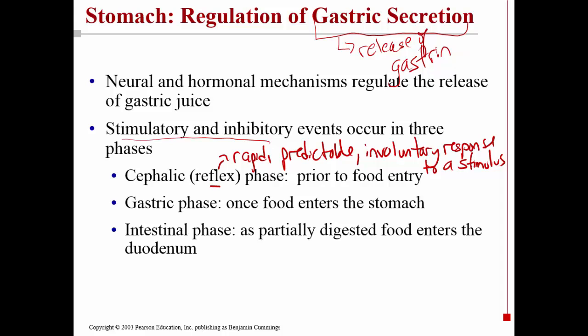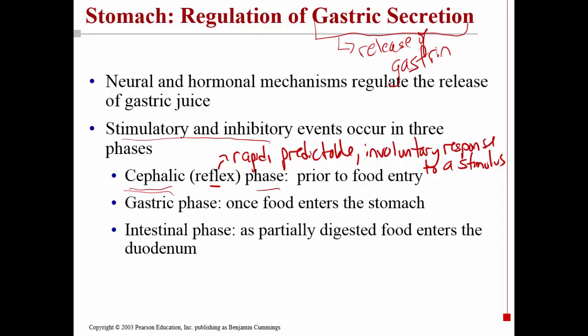The first is called the cephalic phase, and this is when the trigger occurs in your head. Cephalic means towards the head. So prior to the food entering your stomach, something that happens in your head can trigger the reflex of gastrin in your stomach.